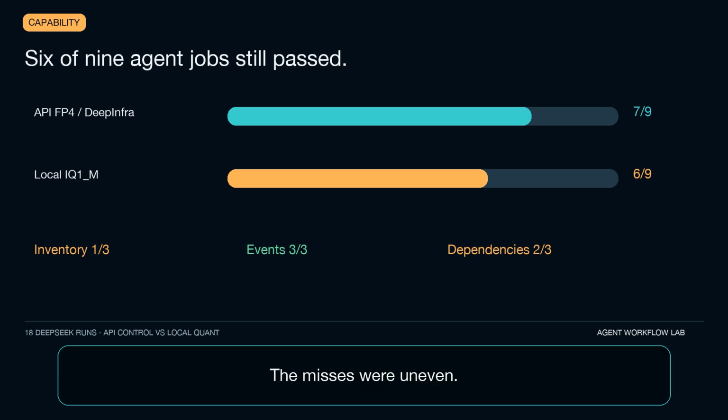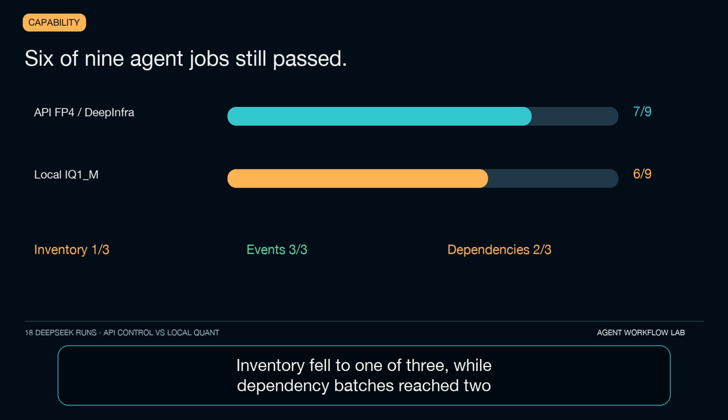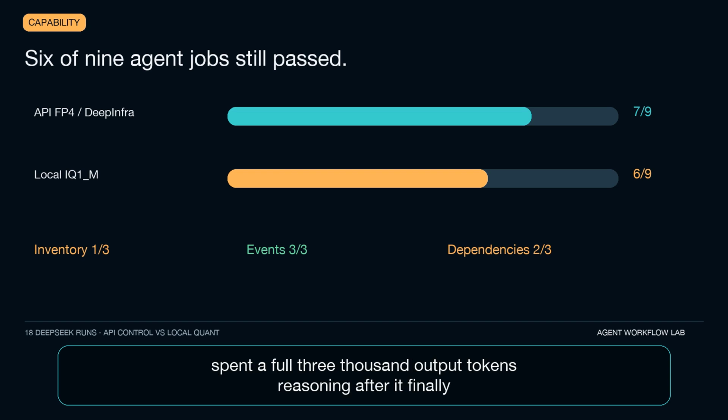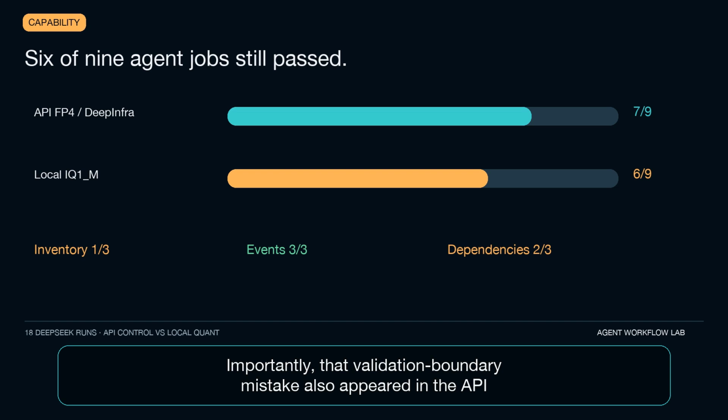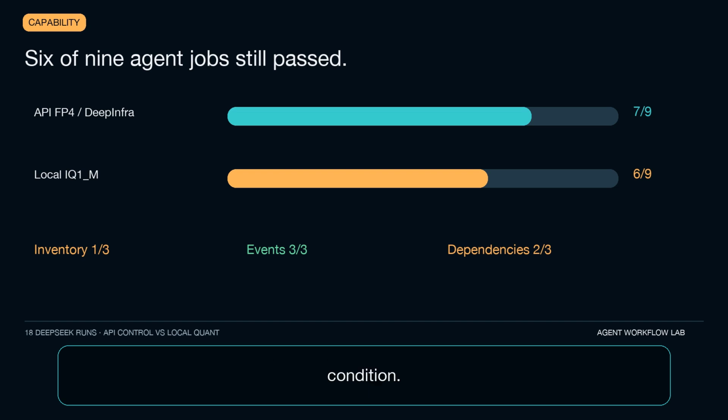The misses were uneven. Inventory fell to 1 of 3, while dependency batches reached 2 of 3. In one failed inventory run, the model guessed test file names, then spent a full 3,000 output tokens reasoning after it finally received the real test failure, without writing code. In another run, visible tests passed, but None input raised AttributeError instead of the required ValueError. Importantly, that validation boundary mistake also appeared in the API condition.